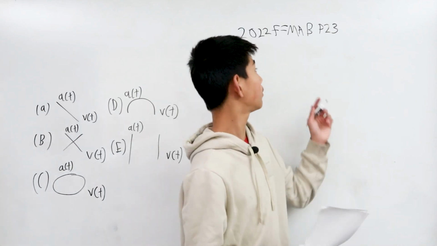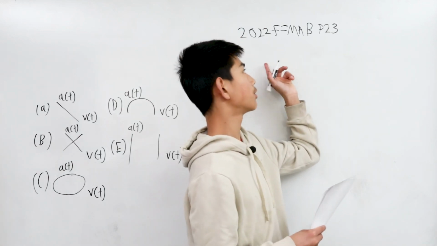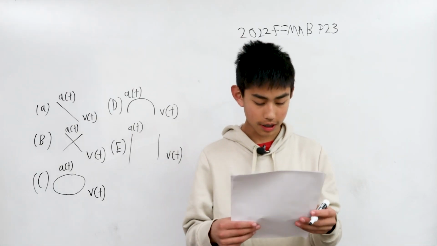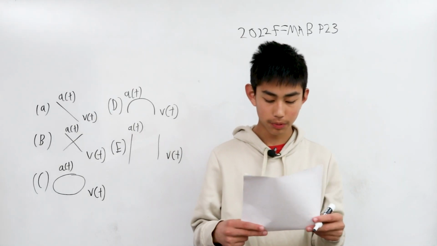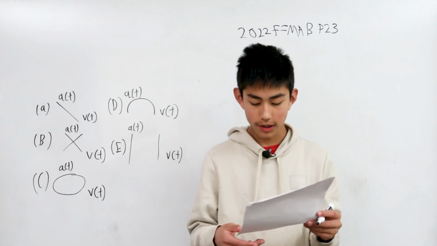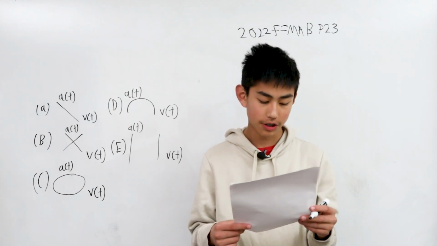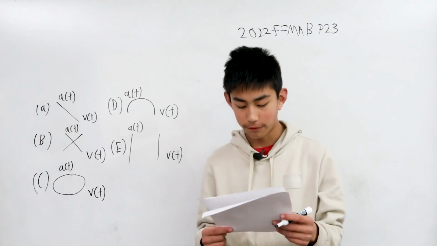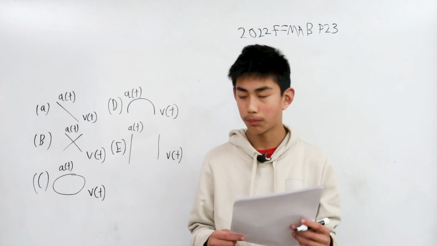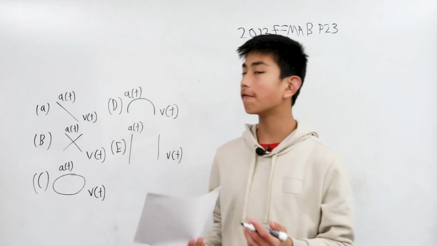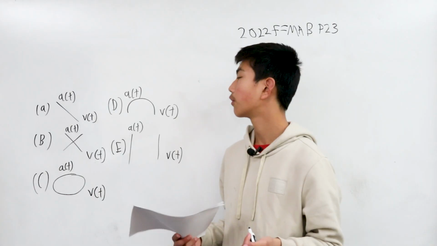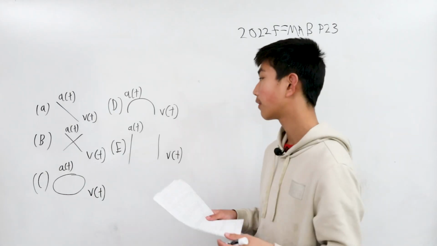We're solving problem 23 from the 2022 F equals MA exam B. A mass attached to a spring is performing simple harmonic motion with velocity v of t and acceleration a of t. Which of the following could be a graph of the curve v of t, comma a of t over a complete oscillation? And we have a lot of different shapes for the answer choices this exam gives us.